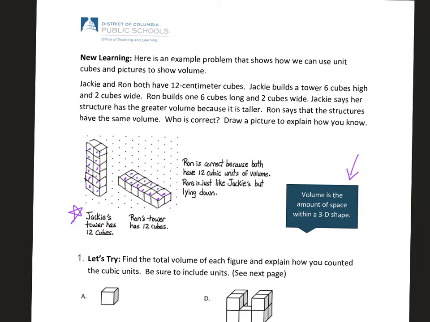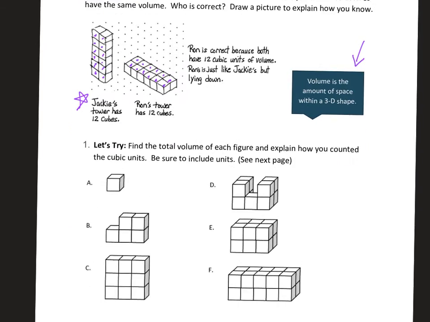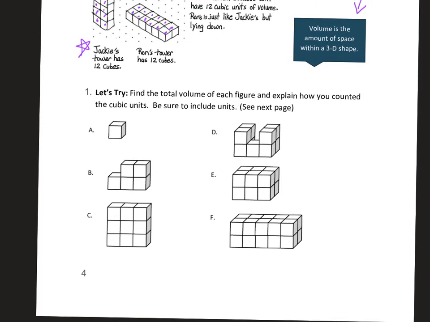Okay, so now we are going to try it out, okay? And it's kind of hard for me to do it on both pages the way that you have it, because it wants you to look at these units, but then it wants you to write in the box on the next page. That's okay. Just know that I'm going to be writing it here, and then you can write it on the next page in the table where you're supposed to write it. So it wants you to find the total volume and then explain how you counted the units.